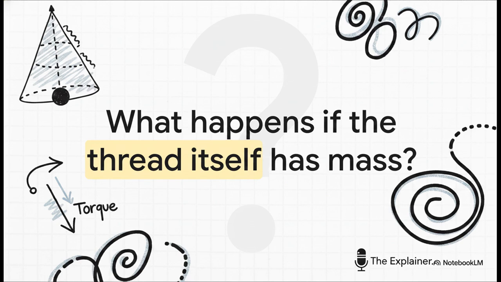So that's our deep dive into the conical pendulum. But hey, I want to leave you with a final brain teaser. We assumed our thread was massless, totally idealized. But what if it wasn't? What if the thread itself had mass? How would that change the torques, the angular momentum, and our final answer? That's something to chew on.